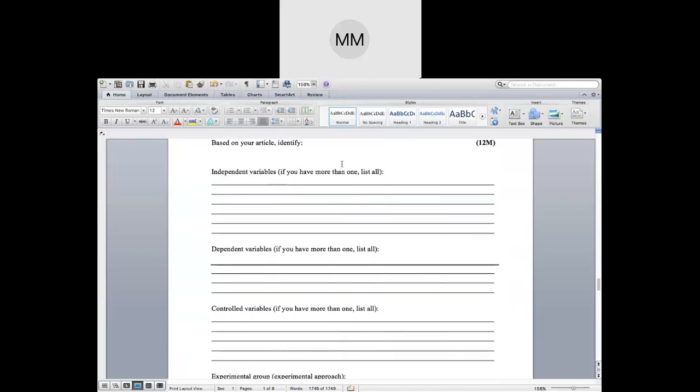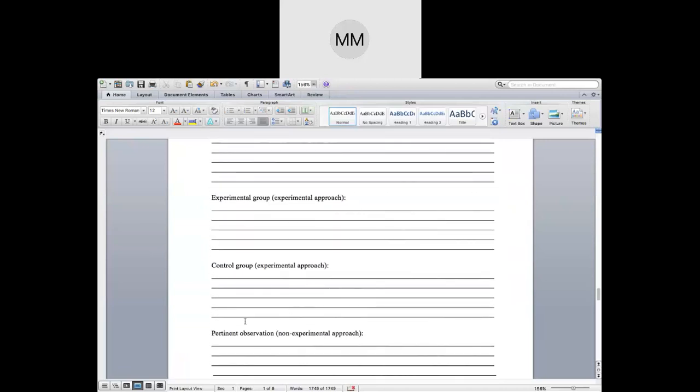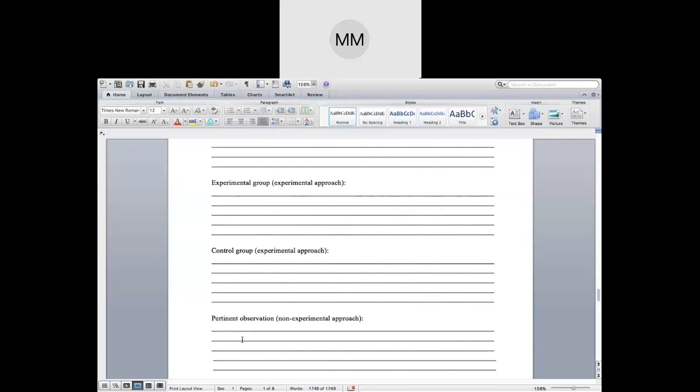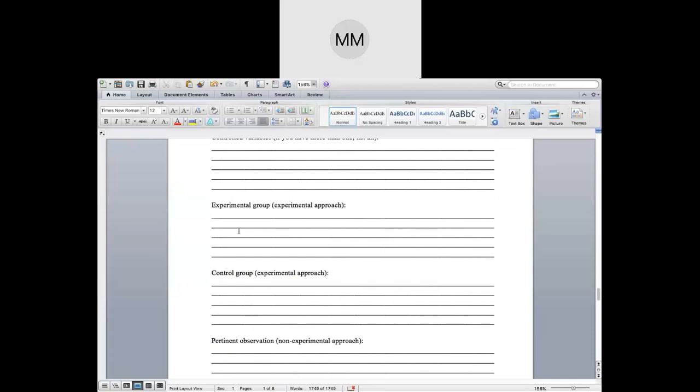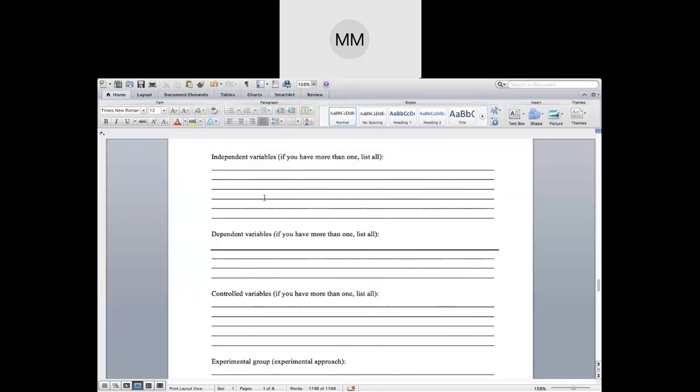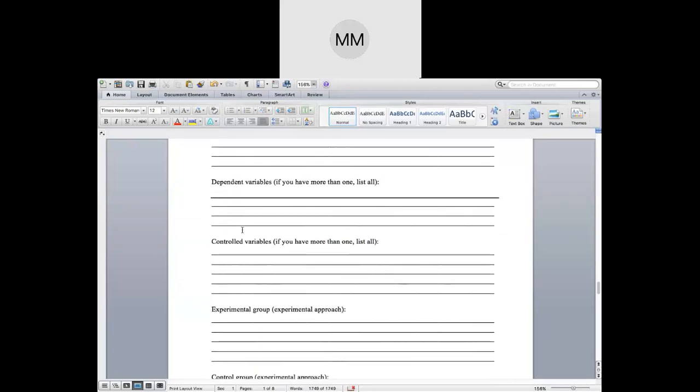And then again, this is the part of understanding and identifying your variables and experimental groups. So from here, again, I have put here pertinent observation. Pertinent observation, something like Jane Goodall's animal behavioral work, or looking at whale migration, so it's hard to do an experimental approach. So if that be the case, there's no need to apply the experimental group or control group. You just have to focus on perhaps certain variables applied for this. Okay.